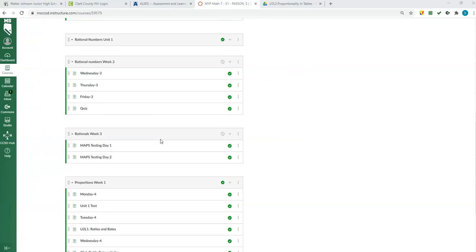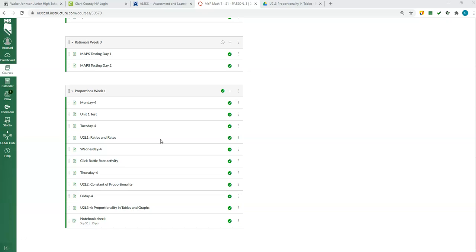Today we're going to be talking about proportionality in tables and graphs. That's our Friday lesson here.